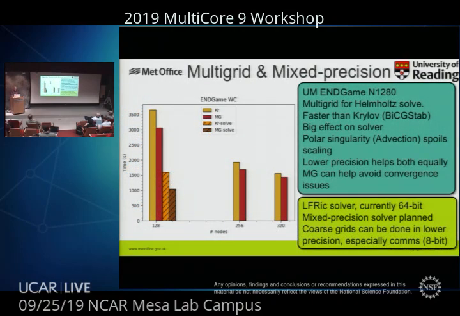Of course, you could do multigrid and mixed precision, which we intend to. And this is my conclusion. This is doing multigrid and mixed precision in ENDGame, so we get both benefits. You can see the multigrid looks like it's still scaling. For the Unified Model, the bit that prevents scaling is actually the advection around the poles, so the scaling doesn't look as good. But the other thing we can do is mixed precision in LFRic, which we haven't done yet. There, we'll be looking at doing the coarser grids in much lower precision to try and take advantage of some scale effects.